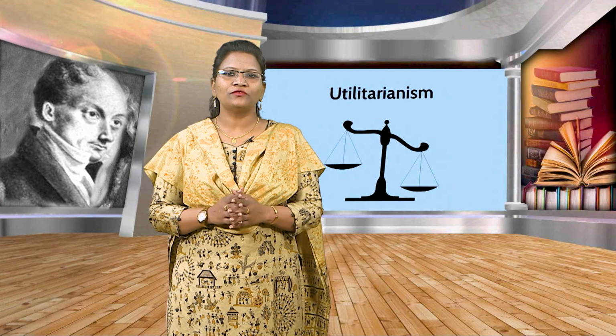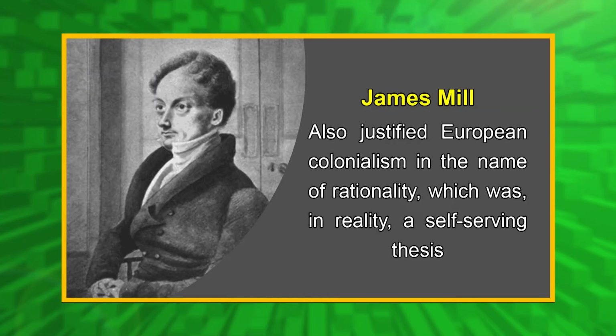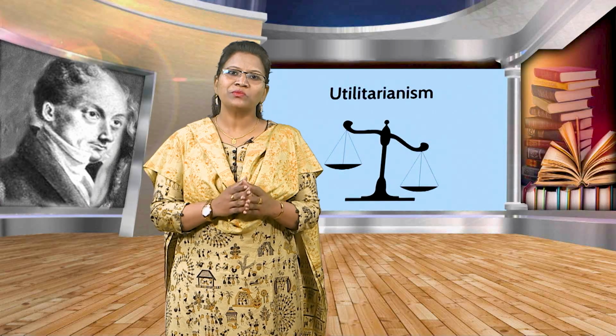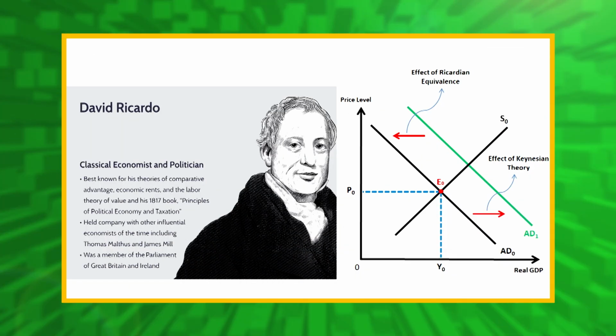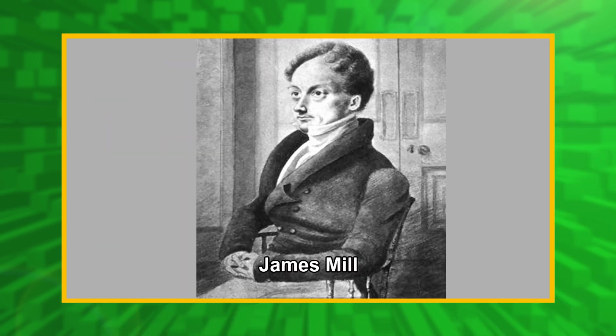Like many Western philosophers of the Enlightenment period, James Mill also justified European colonialism in the name of rationality, which was in reality a self-serving thesis. That aside, it is worth noting that James Mill's ideas contributed significantly to the Ricardian school of economics. Thus, James Mill was undoubtedly a prolific philosopher with varied contributions.